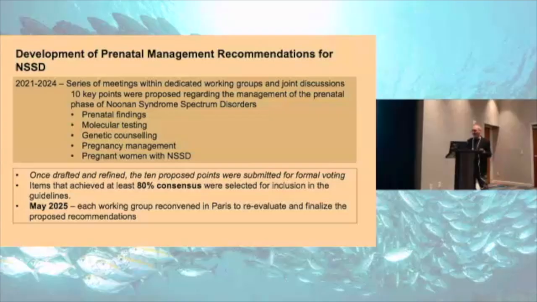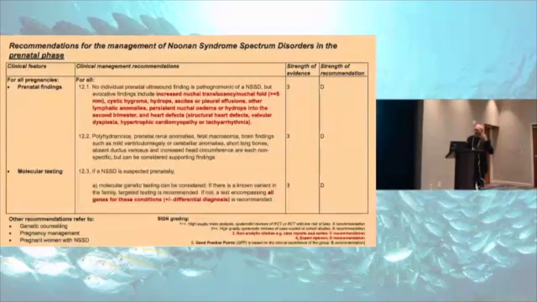In April, actually, 2025, we met in Paris. We reevaluated this and finalized these proposed recommendations. I just want to present part of our work on the prenatal findings. So no individual prenatal finding is pathognomonic of Noonan syndrome spectrum disorders. The evocative findings include most of those that I have presented before.